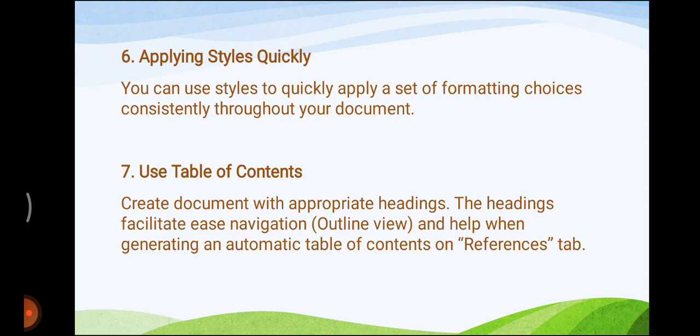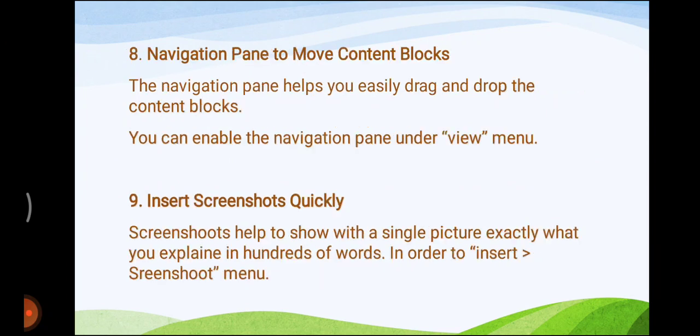Number 7 is use table of contents. Create documents with appropriate headings. The headings facilitate easy navigation, outline view, and help when generating an automatic table of contents on the References tab. Number 8, navigation pane to move content blocks. The navigation pane helps you easily drag and drop the content blocks. You can enable the navigation pane under the View menu.